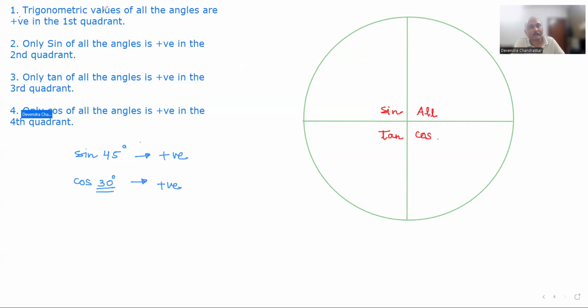And what does it say? Trigonometric values of all the angles. So all the trigonometric values. So by trigonometric values, I mean sine, cos and tan. ठीक है बेटा? Okay, sir.